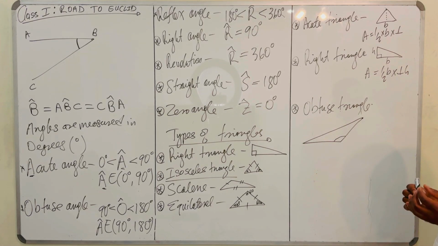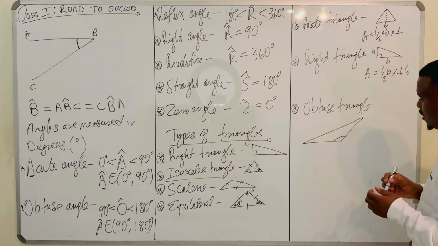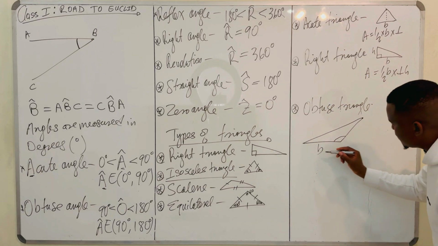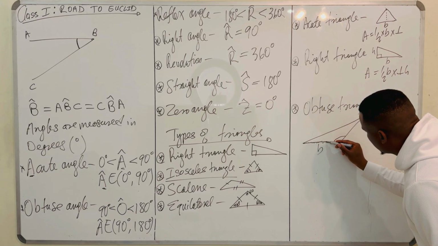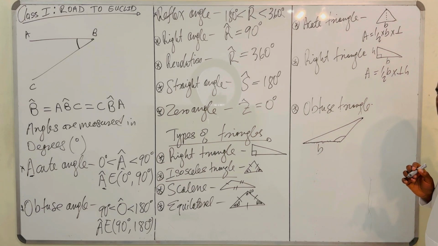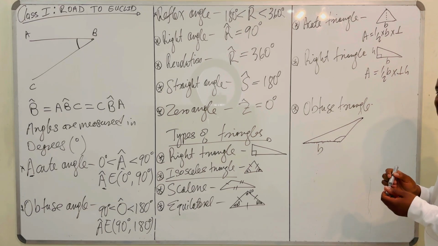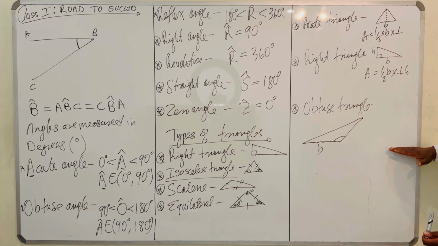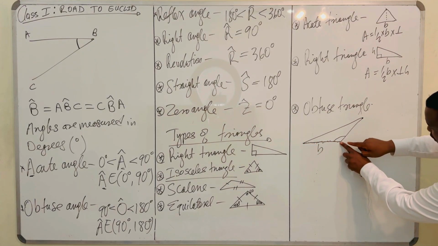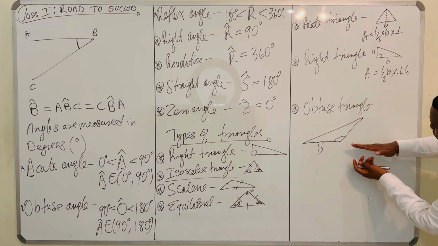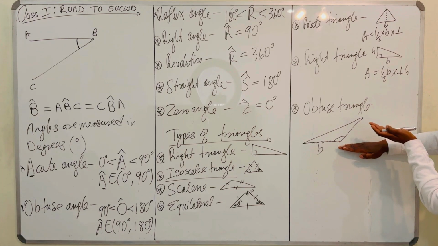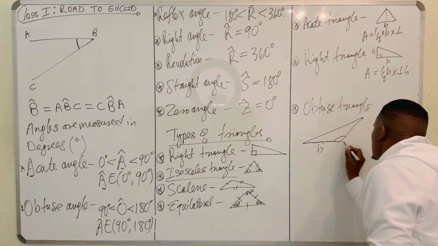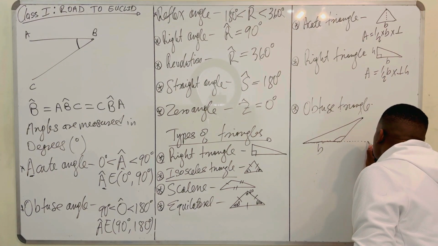If you want to calculate the area of an obtuse triangle, it's half your base, right? Here's your base, times the perpendicular height. What is the perpendicular height? It's the height of the triangle, which means how tall is it from the base? Not the length from your base to that, but how high is it above the base.